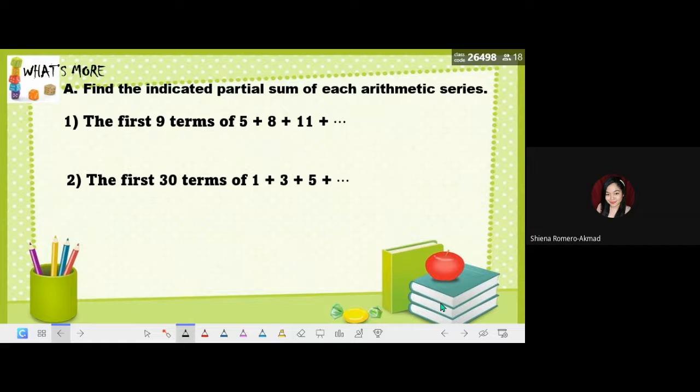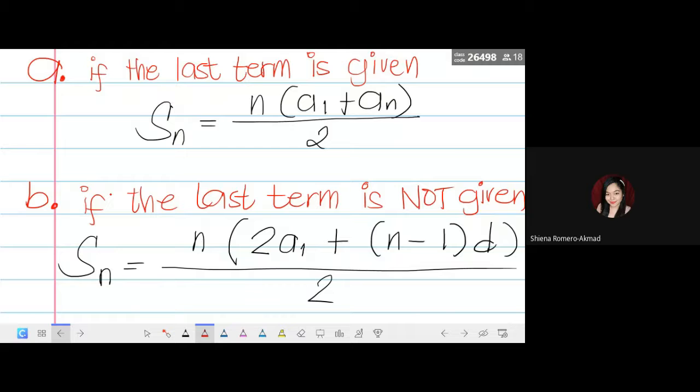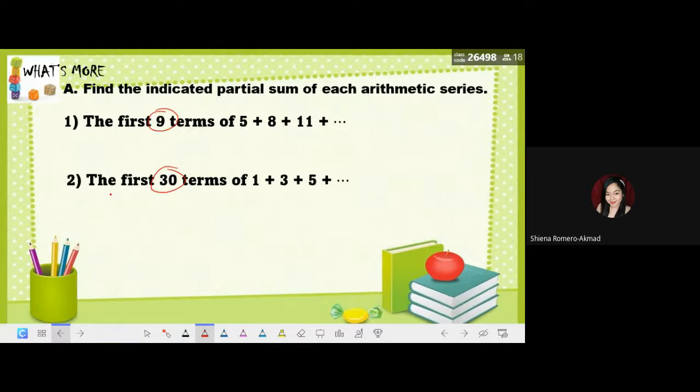So let's proceed. Dito sa number 1 and 2, we are going to look for the sum of the first 9 terms and the first 30 terms. So sa tingin ninyo, ano kaya yung gagamitin natin? Are we going to use the formula na may last term o yung formula na walang last term? Naririnig niyo pa ba ako? O naririnig naman ako? So, ano yung gagamitin natin? First, yung may last term o yung wala? Yung may last term po, ma'am. Sige nga. Pakibigay yung last term ng number 1 and last term ng number 2. Ano yung last term ng number 1 and 2?